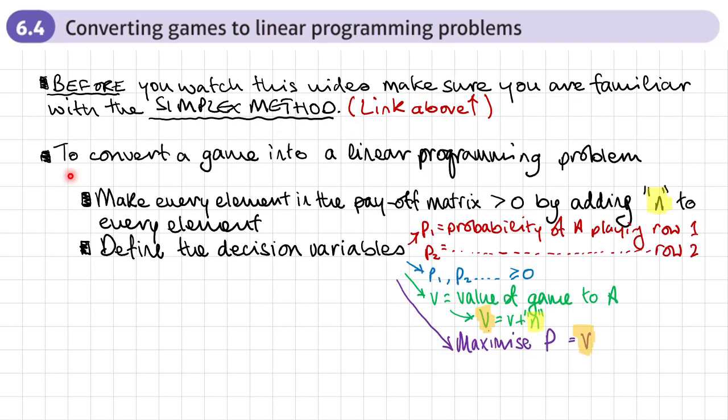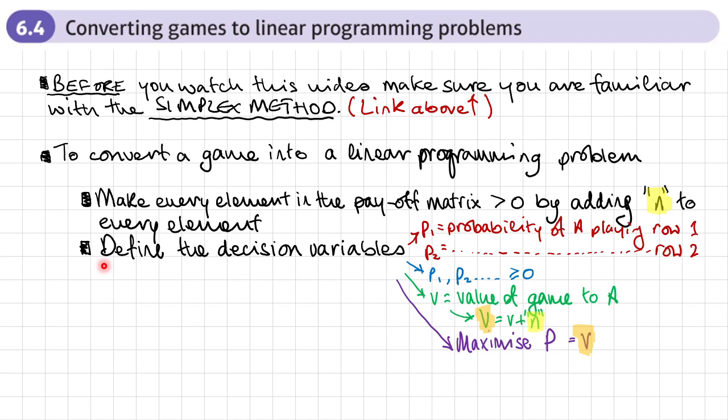So let's go through the steps to convert a game into a linear programming problem. The first thing that we need to do is to make every element in the payoff matrix greater than 0 by adding n to every element. Let's say we have a payoff matrix and the lowest value in that payoff matrix was -5. We would add 6 to every element in the payoff matrix. We call that transforming the matrix, to ensure that every element is greater than 0. So not equal to 0, but greater than 0. We want all the elements to be positive.